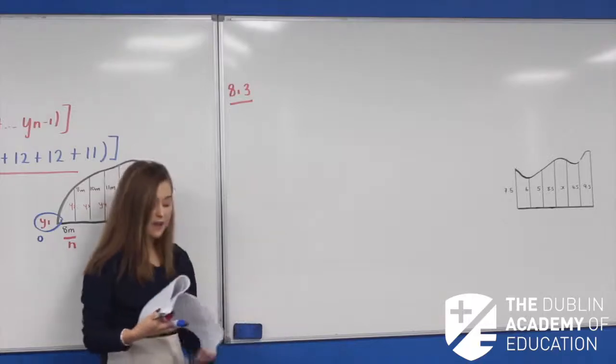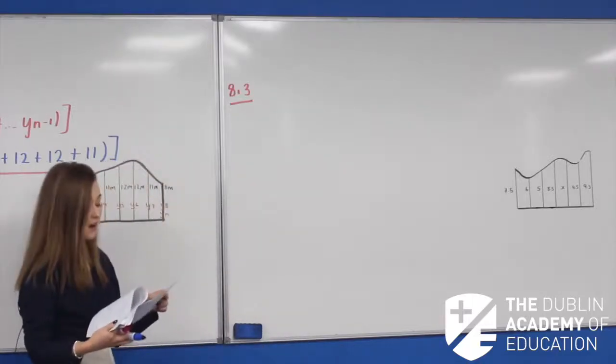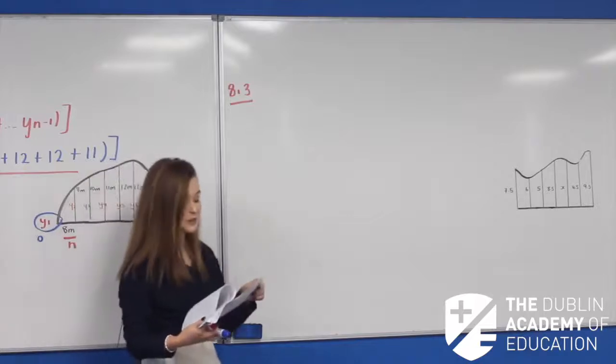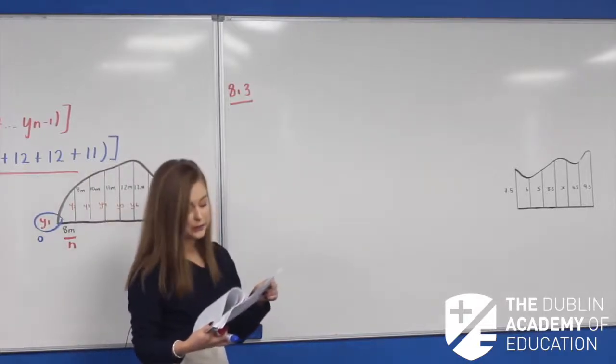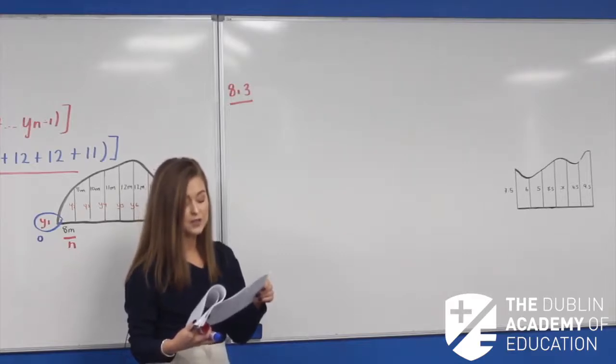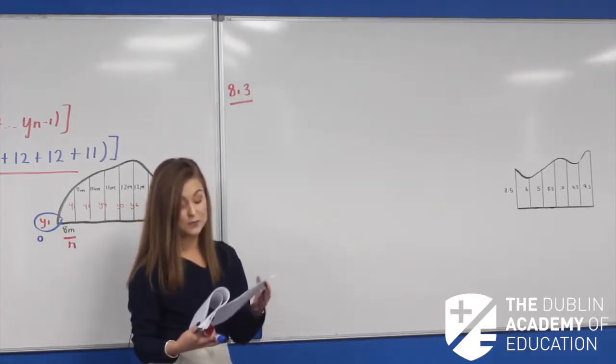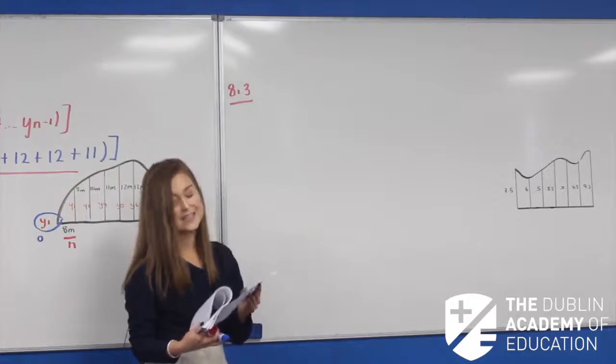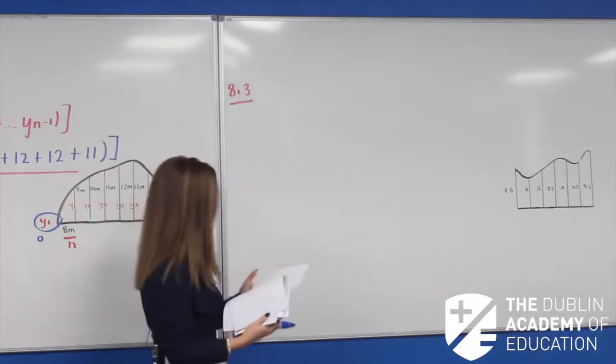So again, what they ask us to do, they say highlight the words: the trapezoidal rule was used to find the area of the shape below. And the result was 200 meters squared. Calculate the length marked X.